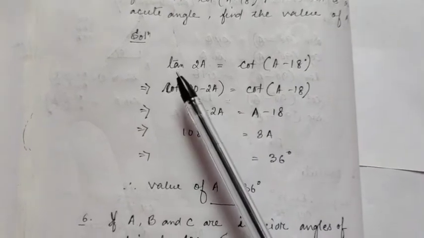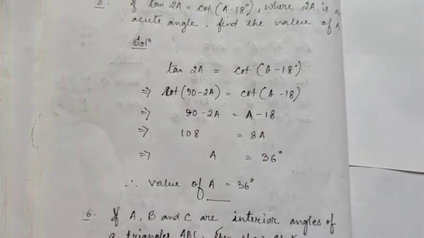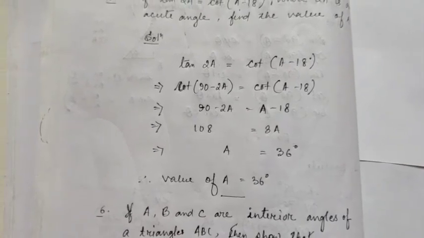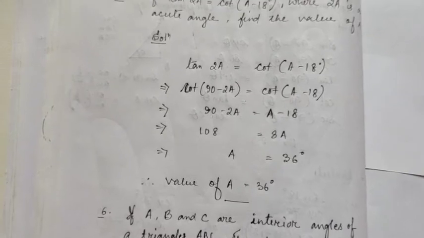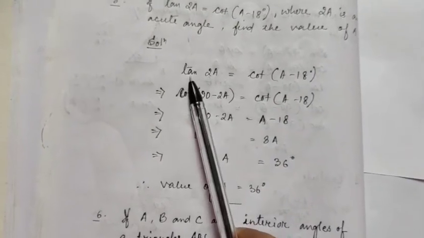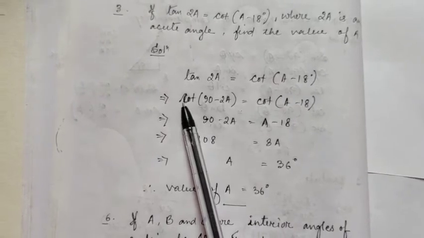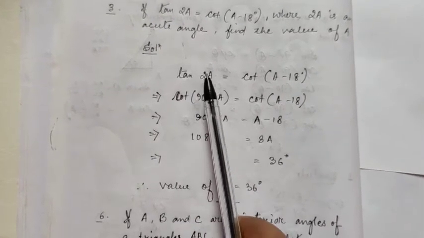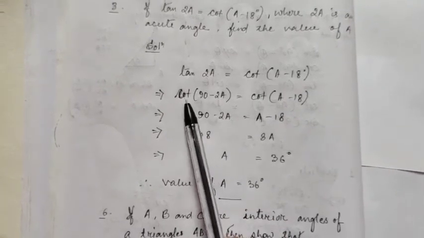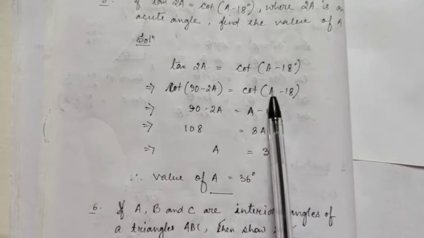Okay, so I will change here to complementary, because tan and cot are also complementary angles. They are reciprocal of each other as well as they are complement angles of each other also. So the complement of tan is cot, so I can write tan is equal to cot, because they are complement. For that I have to subtract this angle from 90 degree. So cot (90 degree minus this angle) is equal to cot (a minus 18).